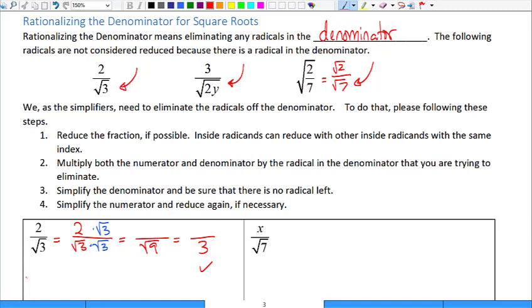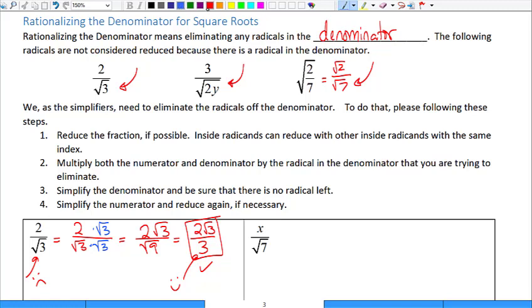Okay, notice the original one had a radical in the bottom, and that's a no-no. The answer is going to have no radical in the bottom, and now that makes us happy. Okay, and then the last step is, once you've got the denominator done, go back and simplify the numerator. So 2 times root 3 is simply 2 root 3. You can only multiply outside things with outside things, and inside things with inside things. So, okay, let's keep going.